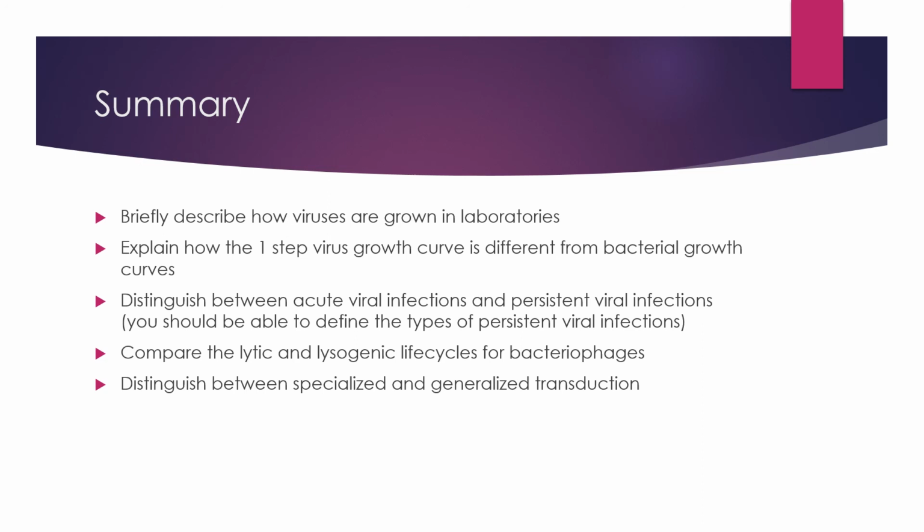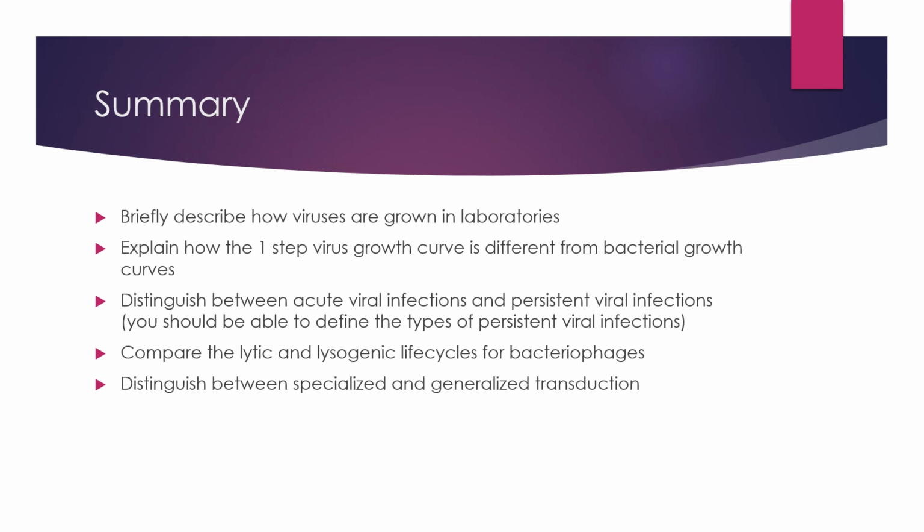You also want to remember the definitions for acute viral infection and persistent viral infections. You should also be able to distinguish among chronic, slow, and latent infections because we'll see those again in Chapter 14. For the lytic and lysogenic life cycles of bacteria, I gave you two little tables. I'm mostly interested that you remember the information from those tables.